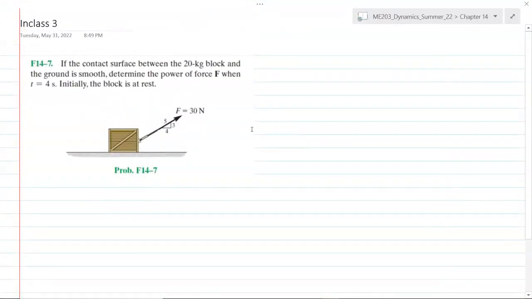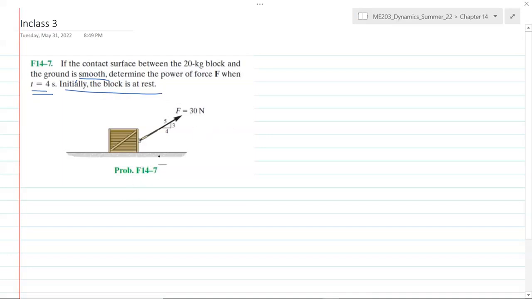In class exercise 3, chapter 14, problem F14.7. If the contact surface between the 20 kilogram block and the ground surface is smooth, determine the power of the force F when time t is 4 seconds. Initially, the block is at rest.